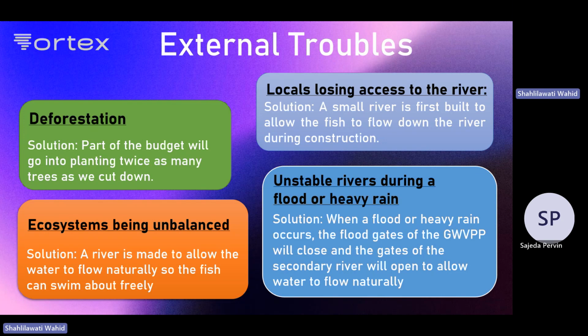So we have thought about this, and we have built floodgates for both the GWVPP and this tributary river. So in this case, if it were to flood, our GWVPP would not be damaged, and we would close the floodgates of the GWVPP and open the separate stream in order for water to flow down, so that there's no clog upstream, which would eliminate any cause of flash floods or landslides, thus eliminating the problem totally.